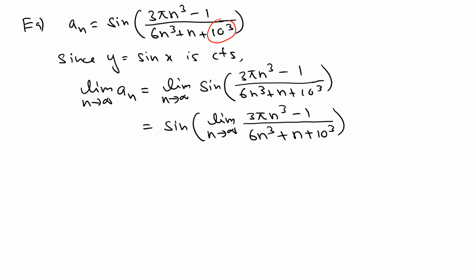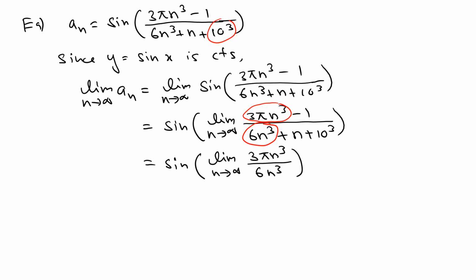Okay, now it's just a basic limit problem. You only consider the dominating terms, this and that, because those are the dominating terms. So that means sine, we can take the limit of that. So it's the limit as n goes to infinity of 3 pi n cube over 6 n cube, and you can see this and that get cancelled, and also 3 and 6 get cancelled, you get pi over 2.